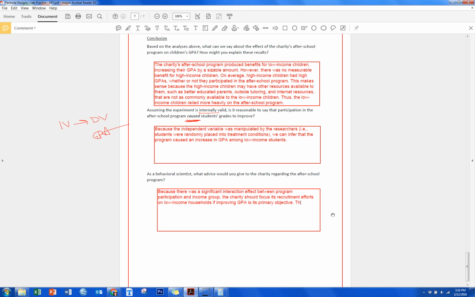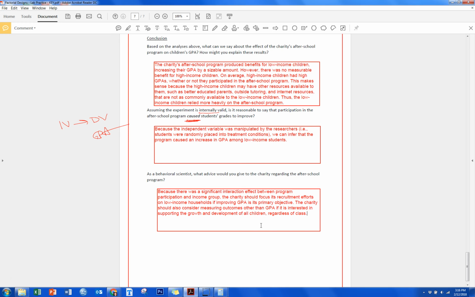The charity should also consider measuring outcomes other than GPA if it is interested in supporting the growth and development of all children regardless of class. So if you want to help everyone, you don't want to leave out certain kids, you want to make this available to the community, then GPA is not going to be benefited for everyone, but there could be something else.